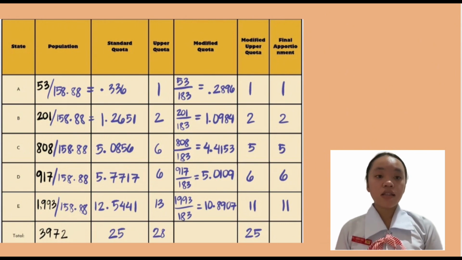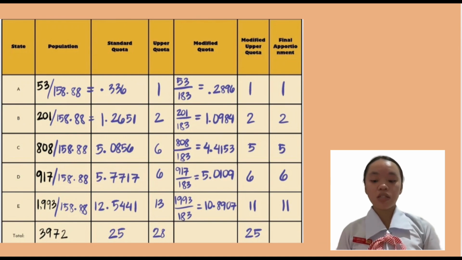And that is too big, so I'm gonna adjust the divisor. The divisor was 158.88. We're going to adjust it up, make it bigger, so we get a smaller upper quota. I'm gonna do this a few times. There's no formula in finding the modified divisor, so we have to do guess and check. I tried 158.88, and that gave me 28 seats, which was too big. So that means I need to increase my divisor.